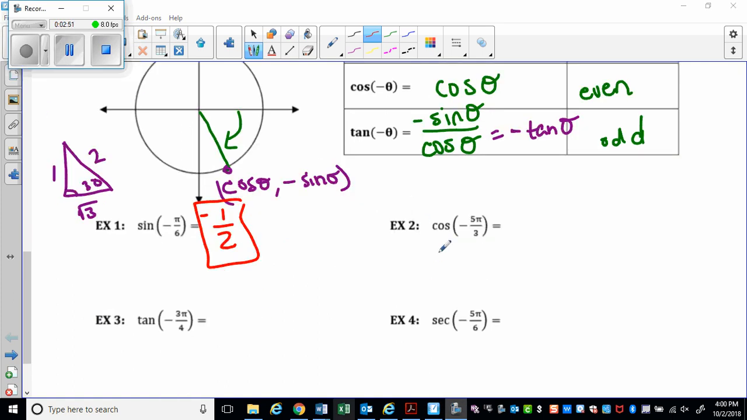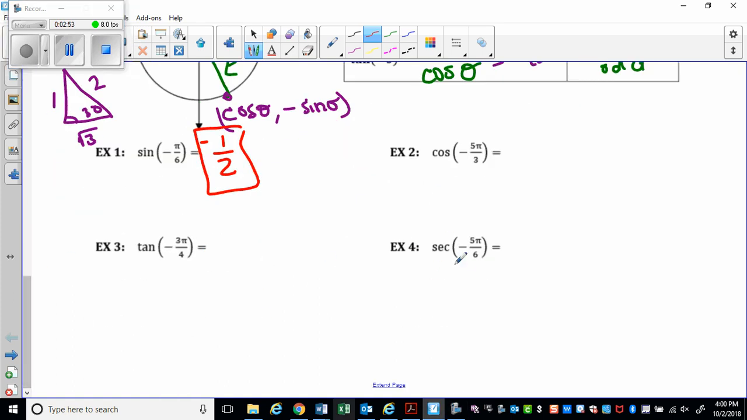All right, guys, sorry, my tablet died. So let's do number 4, example 4. You guys can try the other two. It says secant at negative 5 pi over 6.